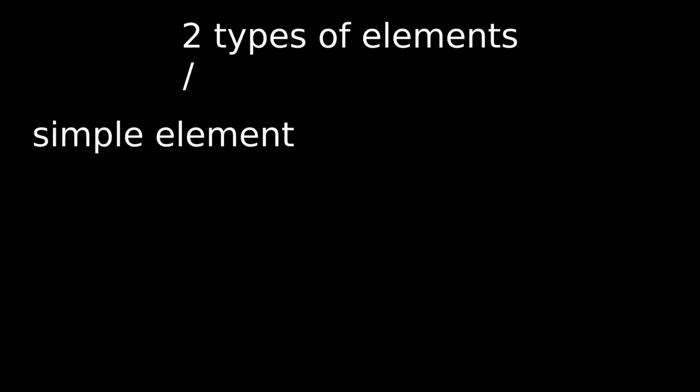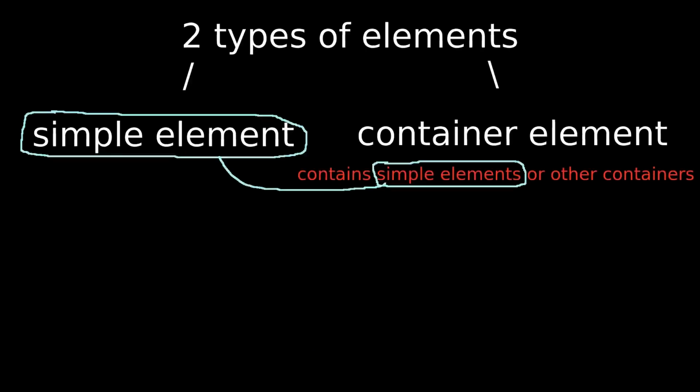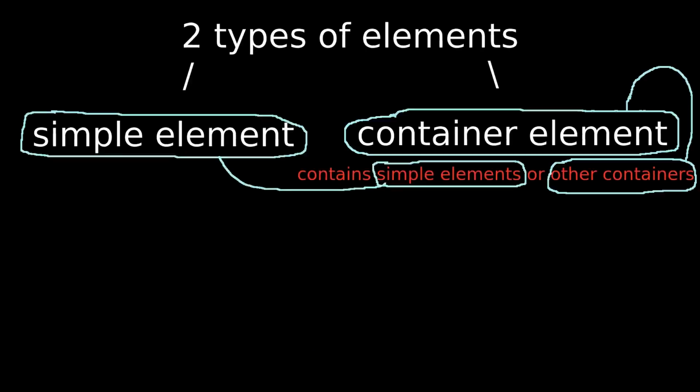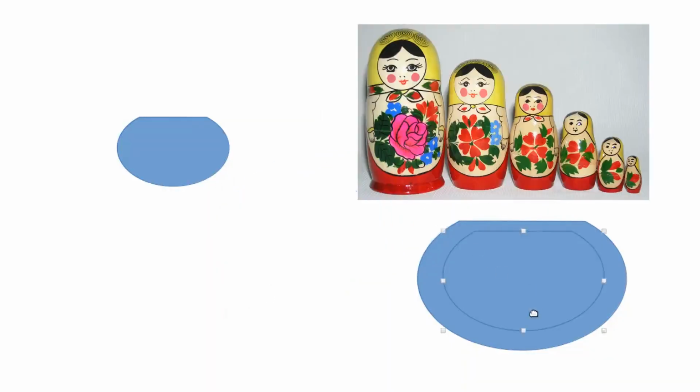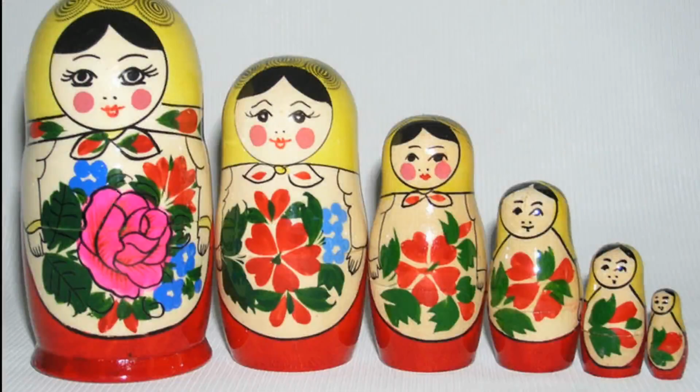And then there are containers, those interesting elements. They actually don't hold any information, but rather they hold simple elements or containers like themselves. So it's like a matryoshka. It's a thing inside of the other thing. As it turns out, it's very useful.